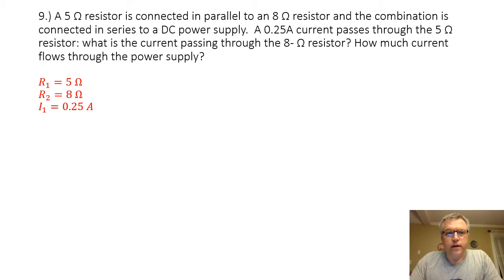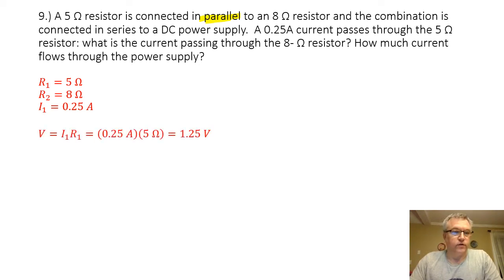In order to find the amount of current passing through the 8 ohm resistor, I'm going to need to know the voltage going across the 8 ohm resistor. And because this is a parallel circuit, I know that the voltage is going to be the same across all branches of the circuit. So if I can find the voltage going across resistor 1, I can then apply that to resistor 2. And because I know the resistance and the current of resistor 1, I can find the voltage of resistor 1 using Ohm's law.